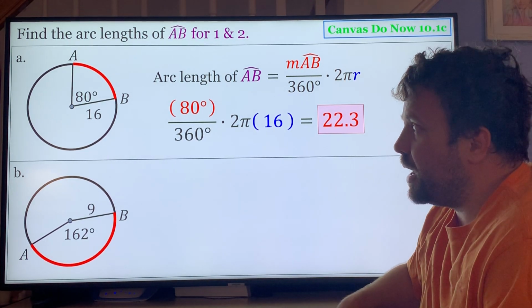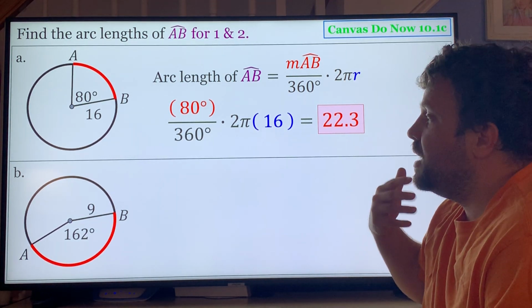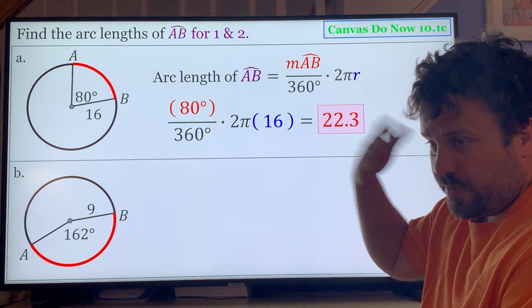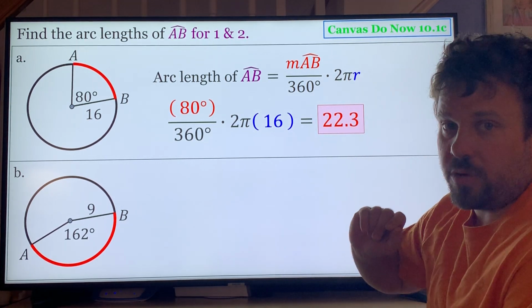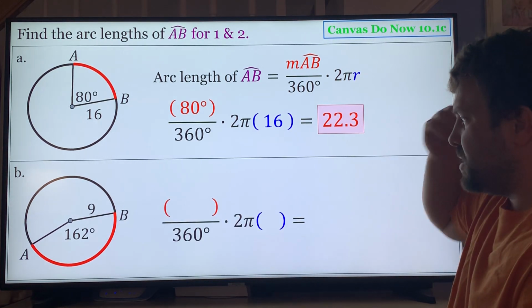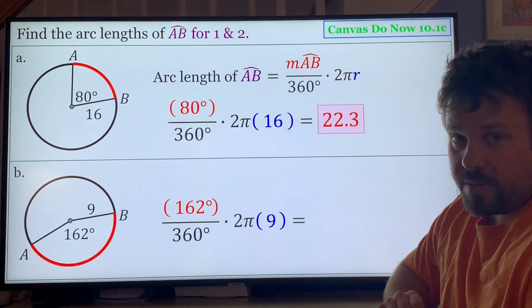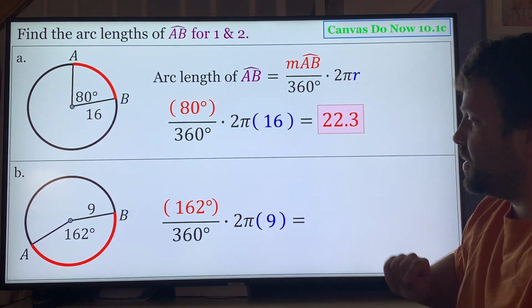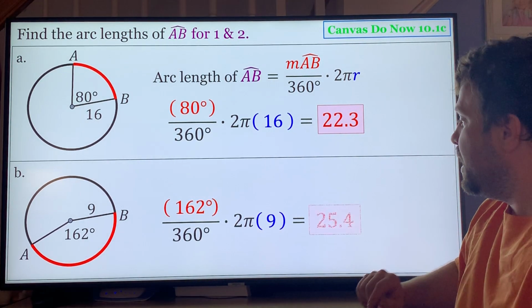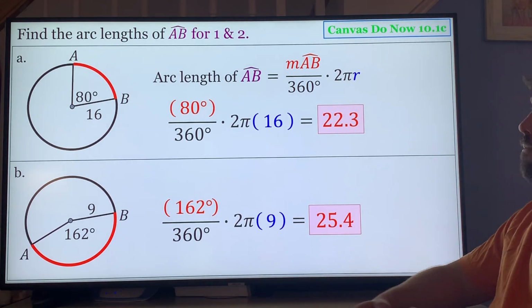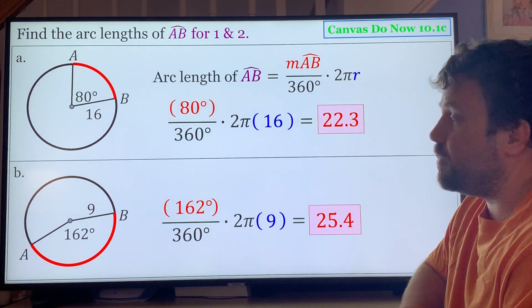AB, once again, is the minor arc, not the major arc. Remember, if it has 3 letters, then you could be above 180 degrees. That's why you're using the smaller arc, not the bigger arc. So we just have 162, which is our central angle, 2 pi times 9, which is our radius: 162 divided by 360 times 2, pi button, 9, and it equals 25.4. All right, and that's all you had to do. Hopefully you got both of them right.